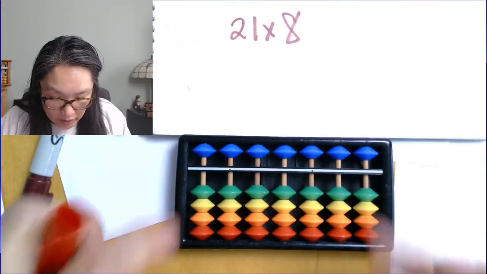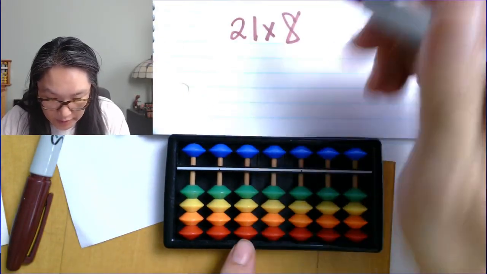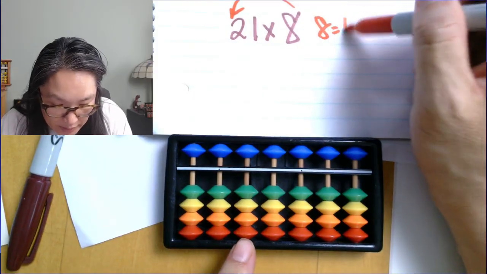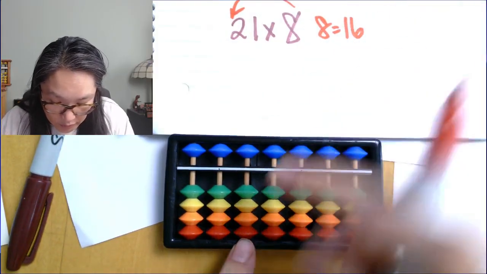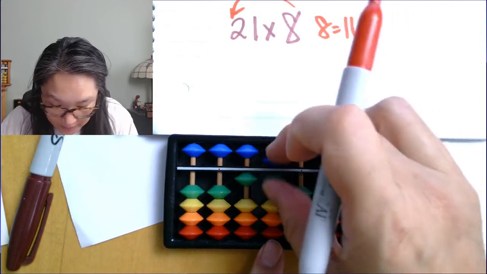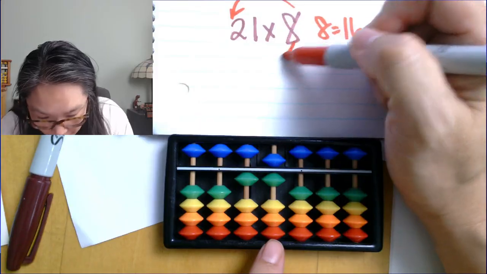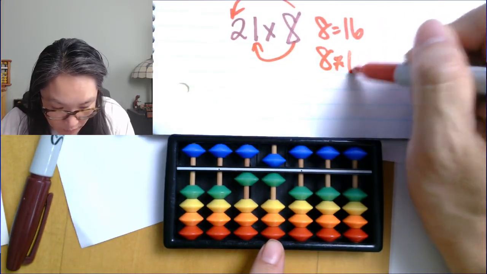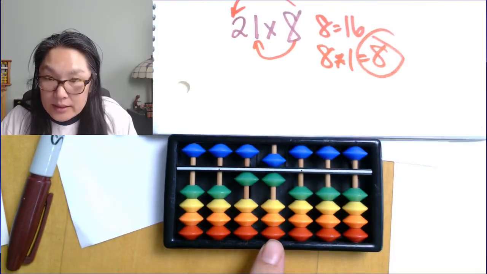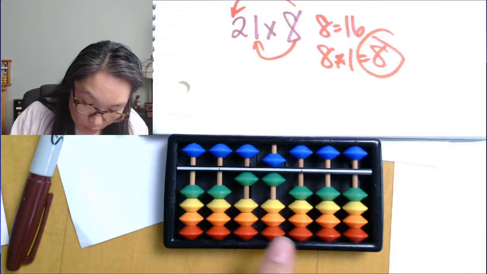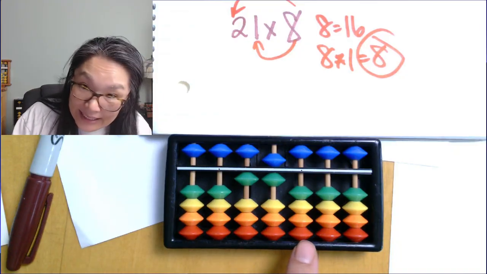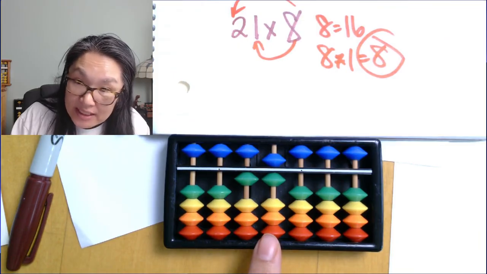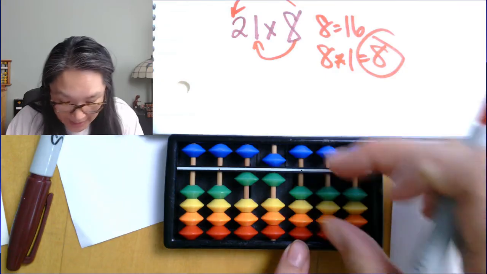So again, 1, 2, 3. The question is 8 times 2. 8 times 2 is equal to 16. So I'm going to put my 1, I'm going to put my 6. Now I do 8 times 1. 8 times 1 is equal to 8. 8 is a single digit. So what do I do? I go back one column and I add the 8. So that's the one thing we need to know. If it's a single digit, I go back one column and I add the 8.